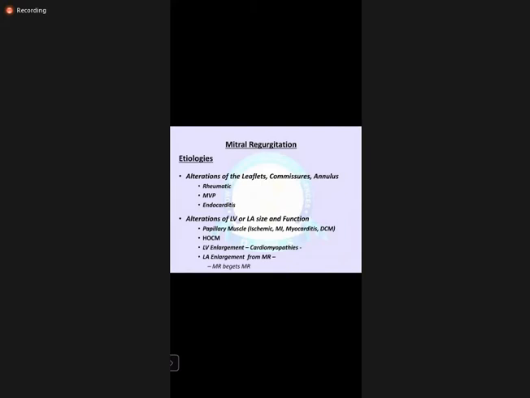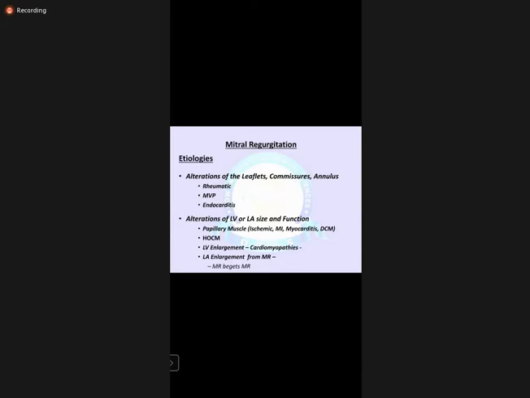Now we will discuss mitral regurgitation. The cause of mitral regurgitation can be alterations of the leaflet, commissure, or annulus, which can be because of rheumatic heart disease, mitral valve prolapse, or endocarditis of the mitral valve.